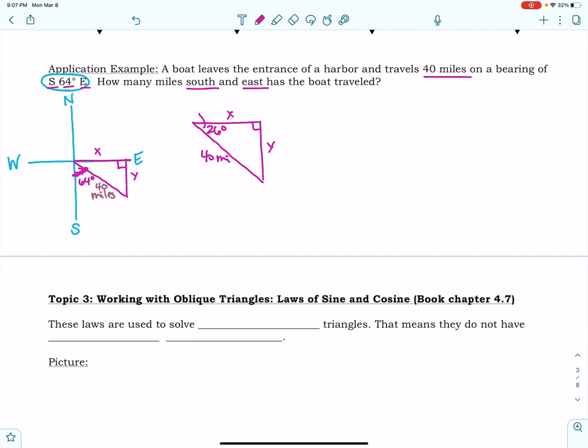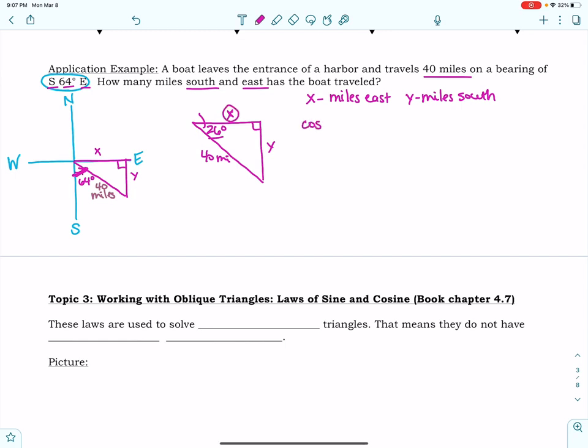Now I'm just going to remind you that the X represents the miles that were traveled east, and Y represents the miles traveled south, so we don't lose our bearing. Anyway, I'm using 26 degrees, and I'm going to find X first. It really doesn't matter which one you go with.